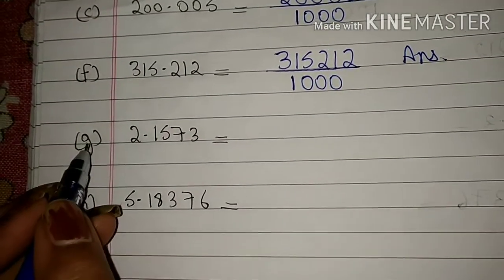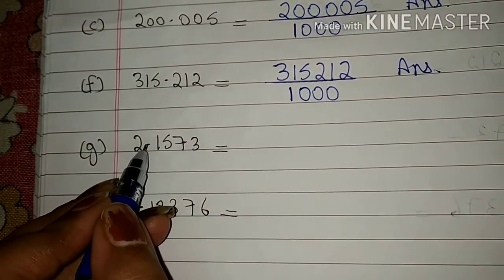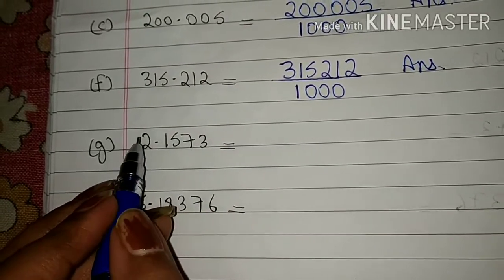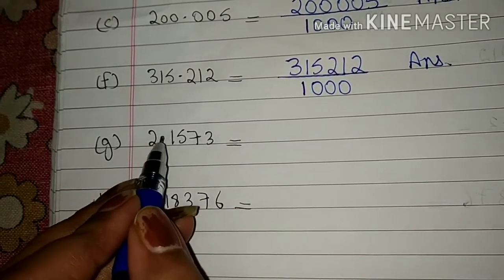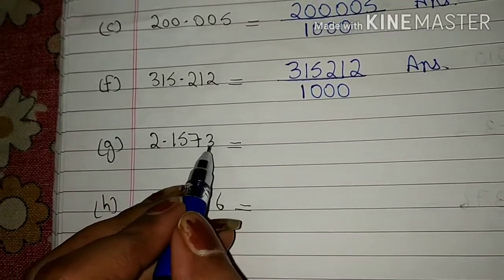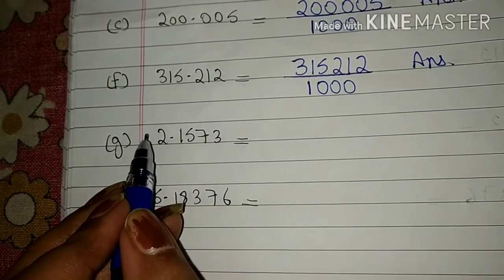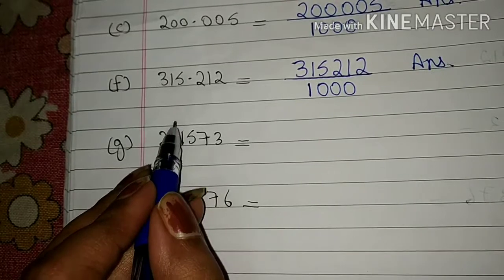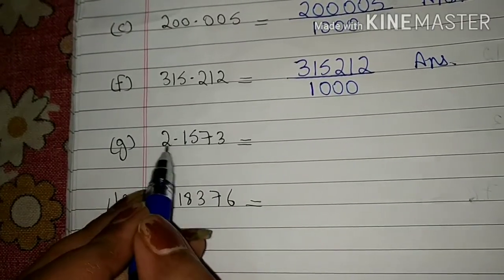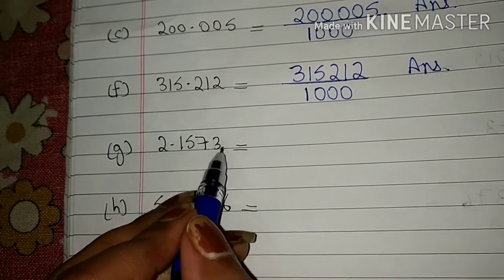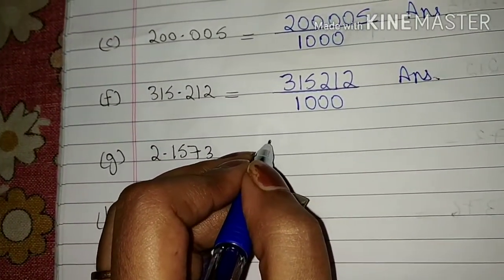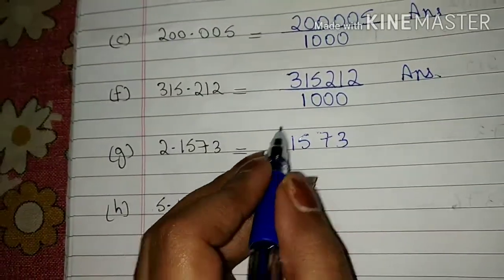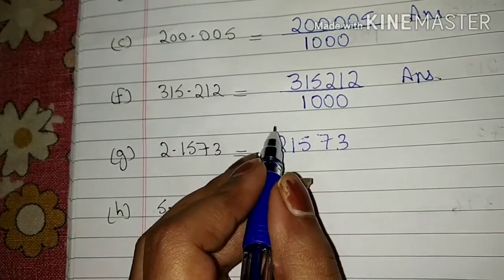Students, now come to G part. Question is 2.1573. Students, we will convert 2.1573 into fraction. Now students, first of all, we will remove the decimal point. After that, we will write the number 21573 as numerator here. Students, you can see here we have removed the decimal point.